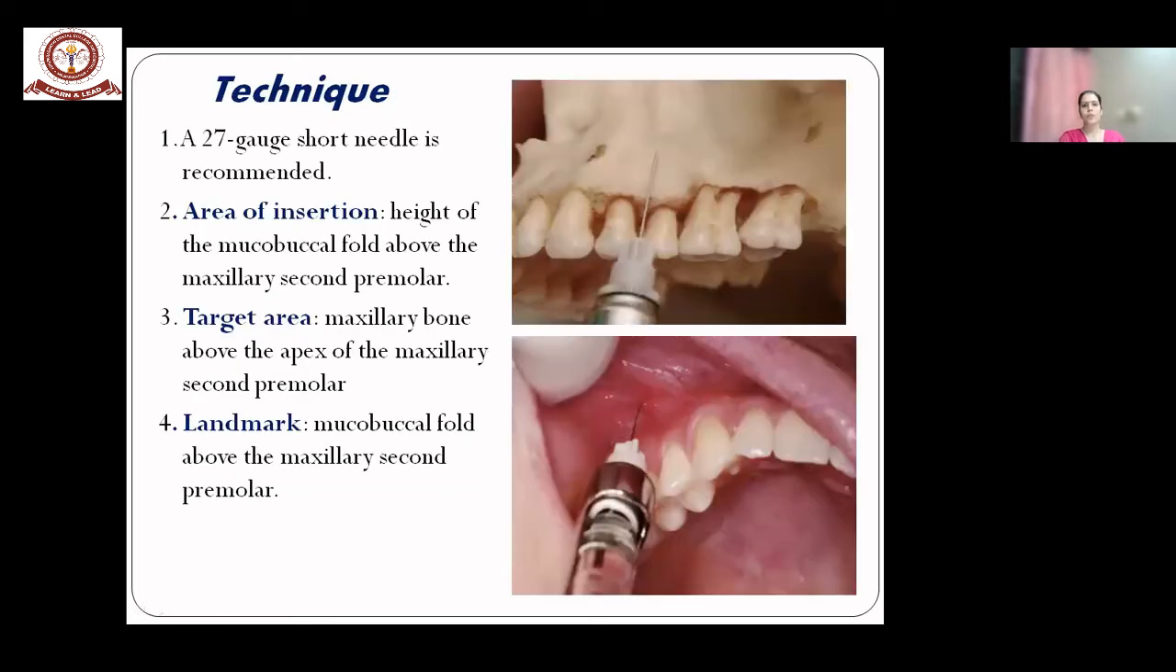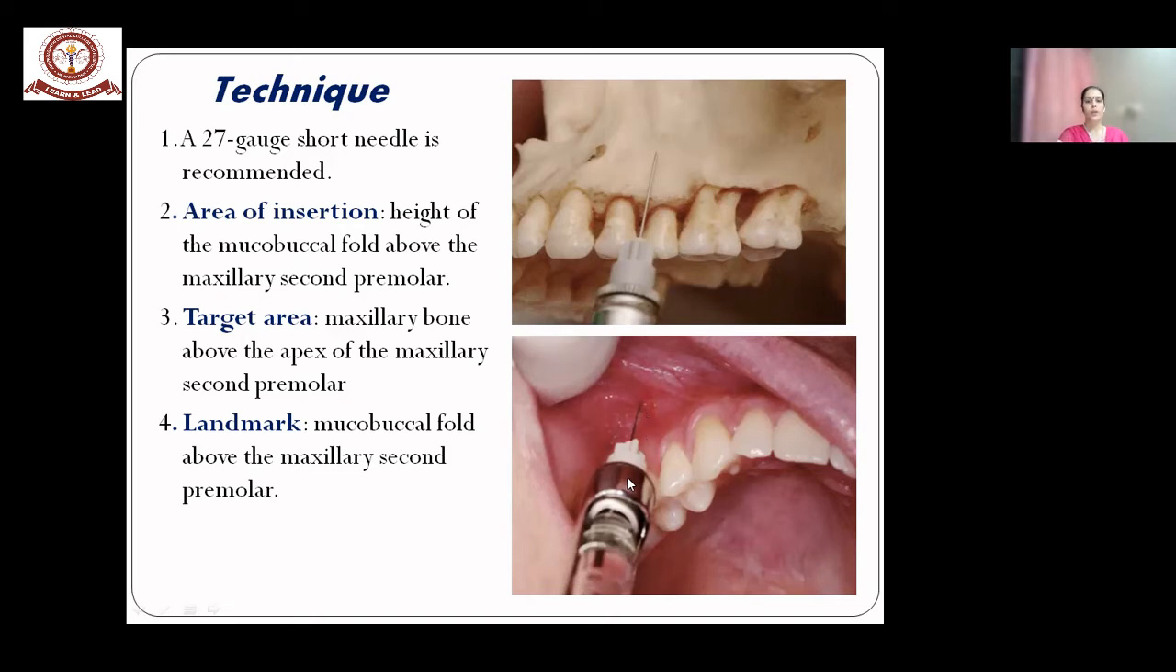So the technique is, I have to use a 27 gauge short needle. The area of insertion is the height of the mucobuccal fold above the maxillary second premolar. The target area is the same, maxillary bone above the apex of the maxillary second molar. And the landmark is the mucobuccal fold.